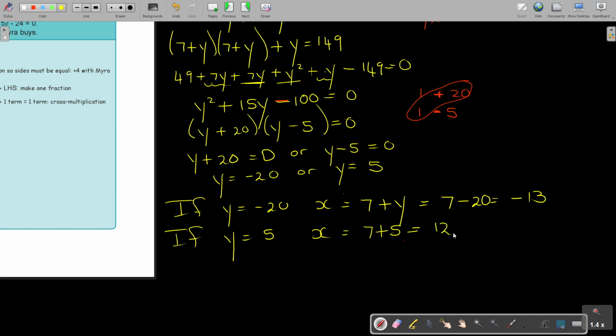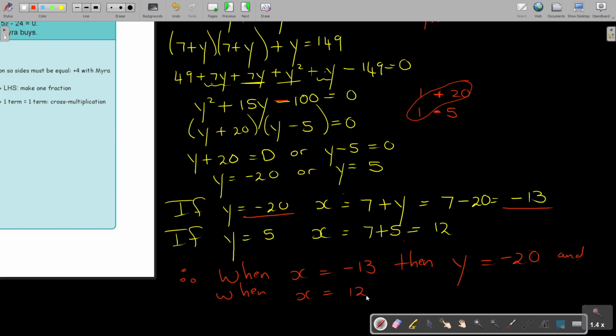And then I'm just going to end with my nice conclusion. Therefore, when x is negative 13, I always start with the x, then y is equal to negative 20. And when x is equal to 12, then y is equal to 5. Okay, they didn't ask it as coordinates. They can. Just keep it in mind.